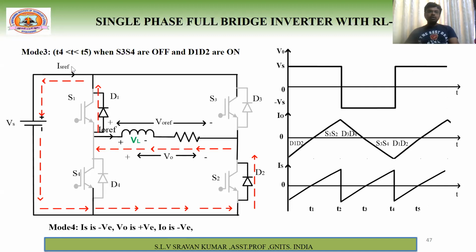Okay. What about the source current? See, these two are again in opposite directions. That's why the source current is also negative. So whatever D1, D2 is there, the same D1, D2 is present, and the cycle will repeat.